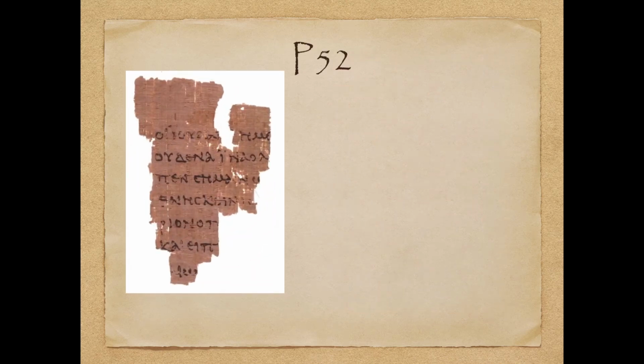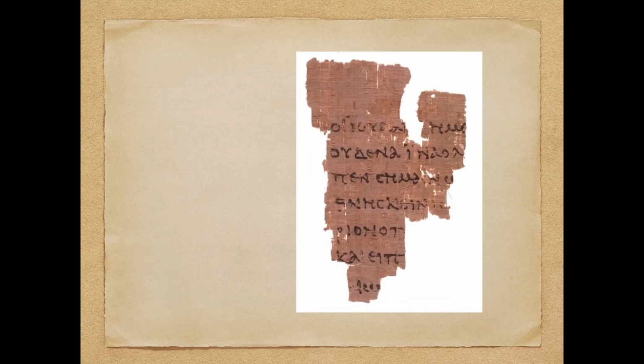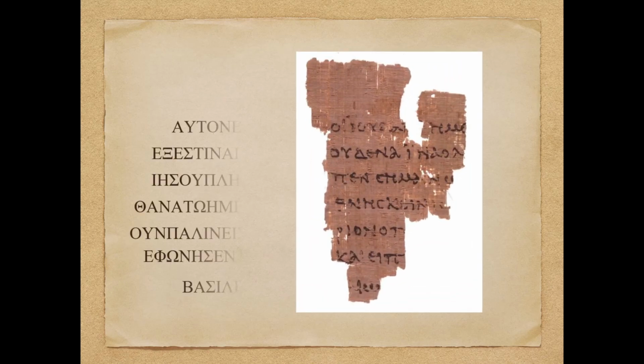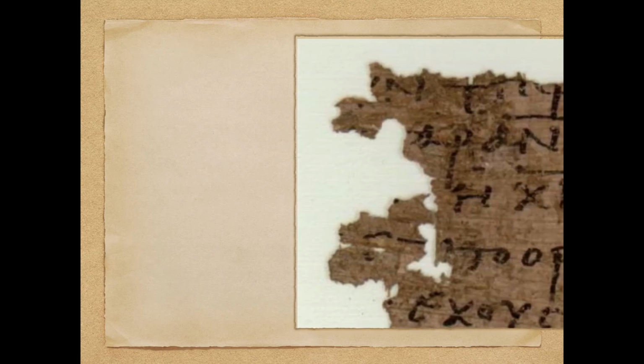Now here are the front and the back images of P52. Here is what P52 would look like with the Greek verses filled in. Here is another manuscript, P115. It is from AD 250 to 275 and is from the book of Revelation, chapter 13. Here's part of the text zoomed in so you can see.